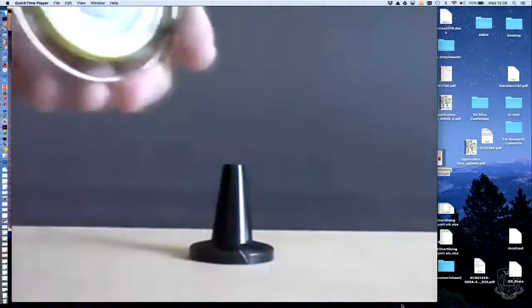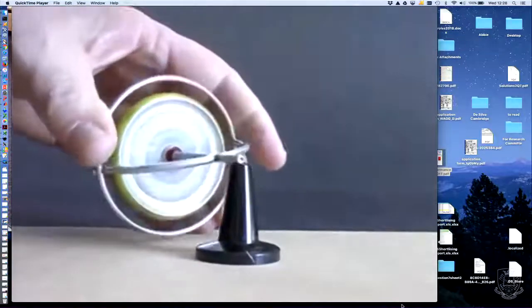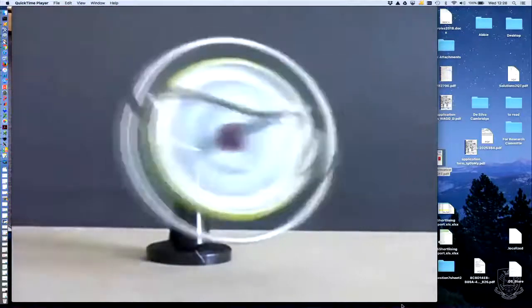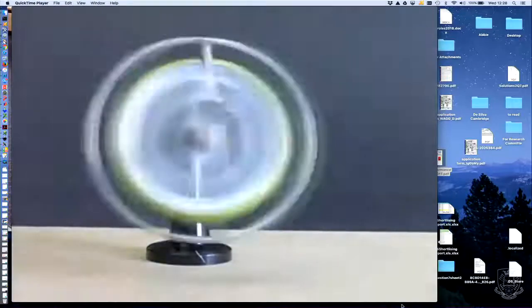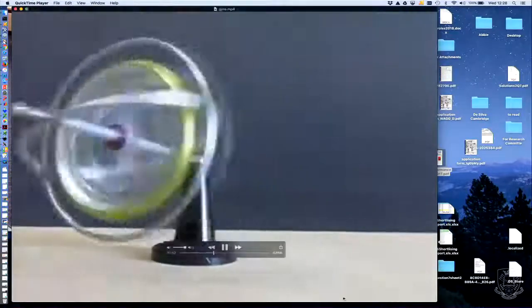The wheel stops, the force disappears, and the gyroscope falls. Incredibly, this force will support the gyroscope like this. It appears to be levitating. So why is that happening?